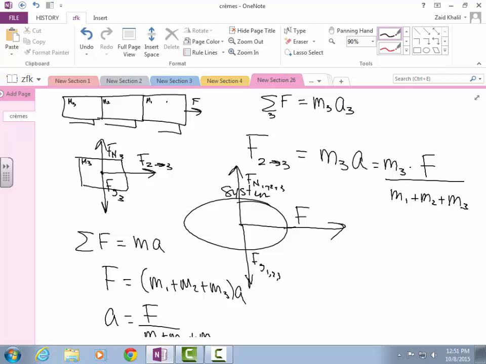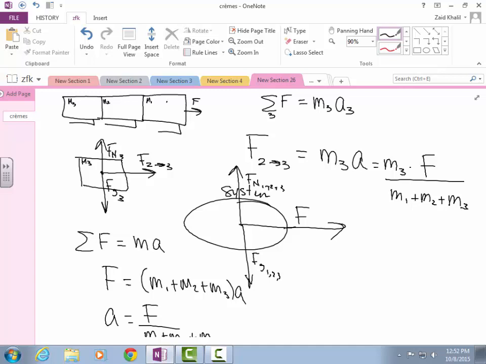So what's the net force on M2? So the net force on body 2 is equal to M2A2, right? Which is equal to M2A, which is equal to M2 times F over M1 plus M2 plus M3, right? The net force acting on body 2 is proportional to the mass of M2 to the total mass times the net force acting on the total system.